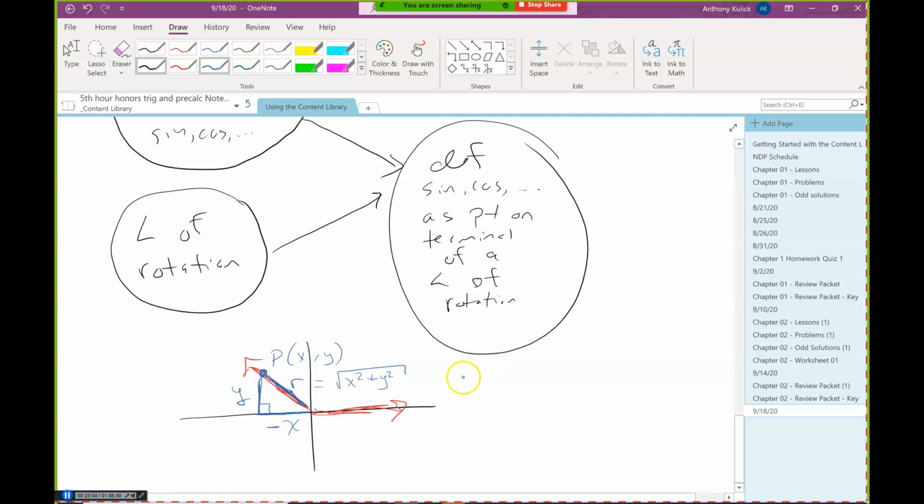So this allowed us now to define sine, cosine, and tangent on an angle of rotation using our right triangle definition. So I said sine of theta is now going to be opposite, which is the y-coordinate, over hypotenuse, which was the distance from that point that we chose on the terminal side back to the origin. And similarly, we said that cosine is adjacent over hypotenuse, tangent was opposite over adjacent.